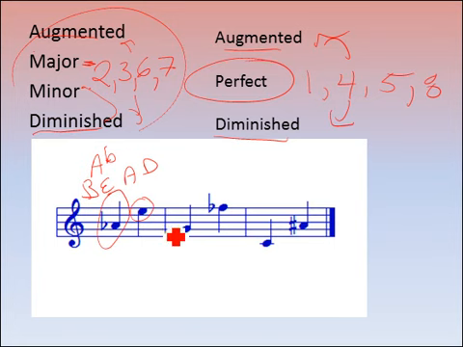I check out my second note. My second note is an E. E is supposed to have a flat on it. All right, 1, 3, 5. Oh, we are a 5th. Okay, so we should have been perfect. If we had had a flat on that E, we'd be perfect.